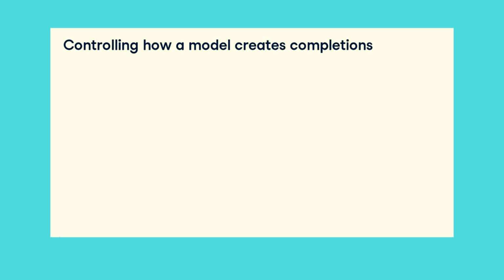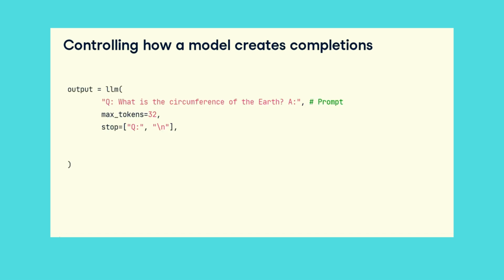We run completions by calling our class with a string prompt with a small max_tokens and some stop tokens. We can set the temperature. Higher values make the generation more random.